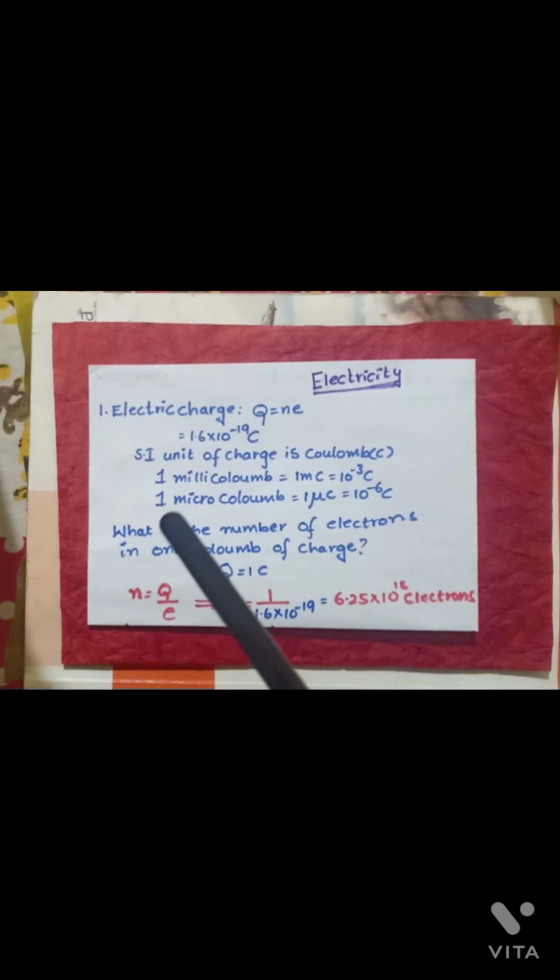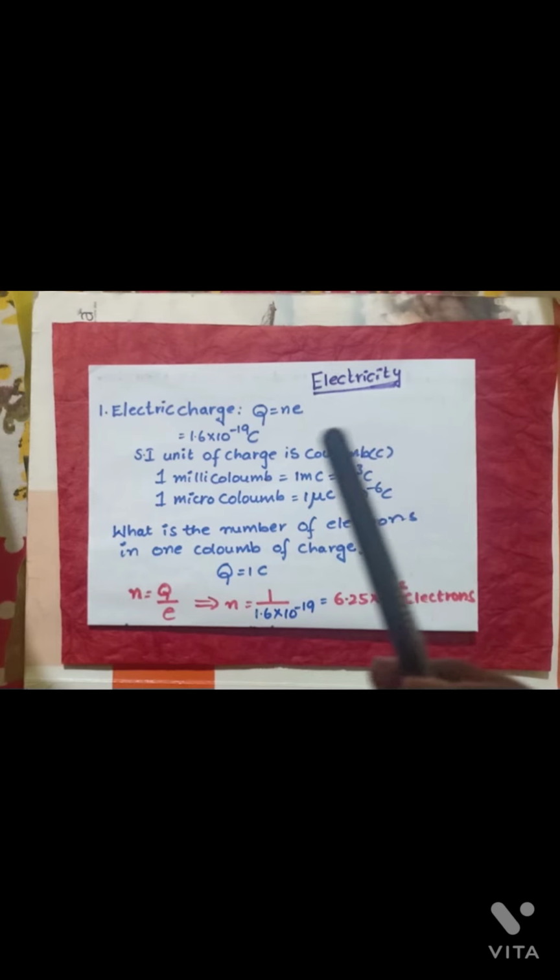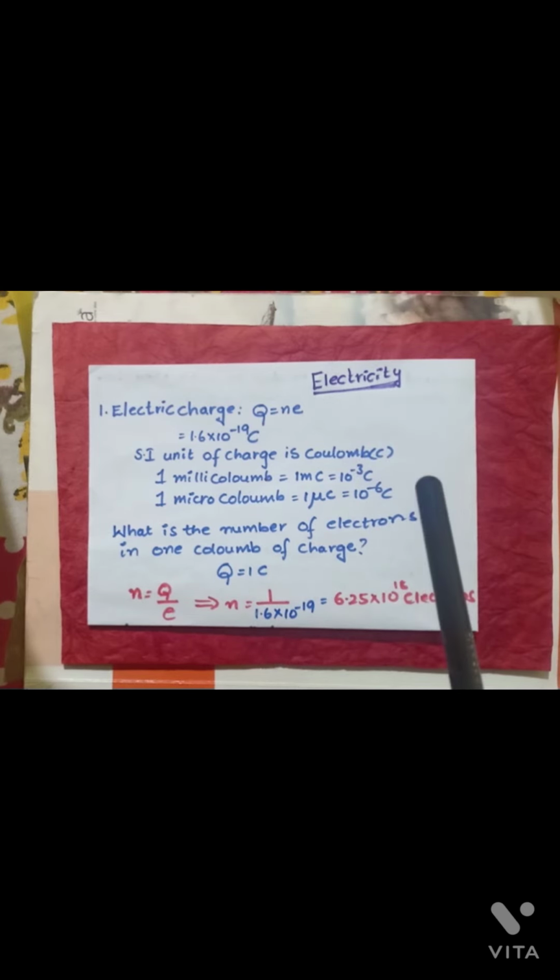So there is a conversion over here. 1 millicoulomb is equal to 10^-3 coulombs and 1 microcoulomb is equal to 10^-6 coulombs. This is just a conversion which will be useful for you in problems.